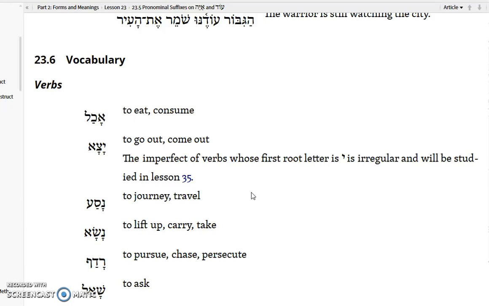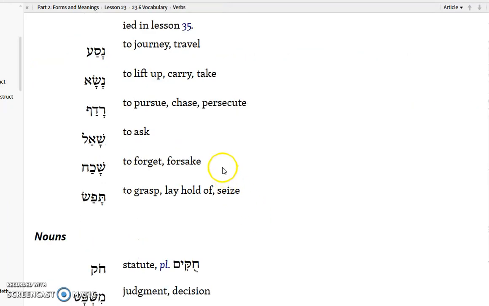Nasa is to travel or to journey. The nun assimilates in imperfect forms. So he will journey would be yisa. And then nasa, to lift or to carry. Again, I don't have a whole lot to add to that. Radaf is to pursue, chase, or persecute.